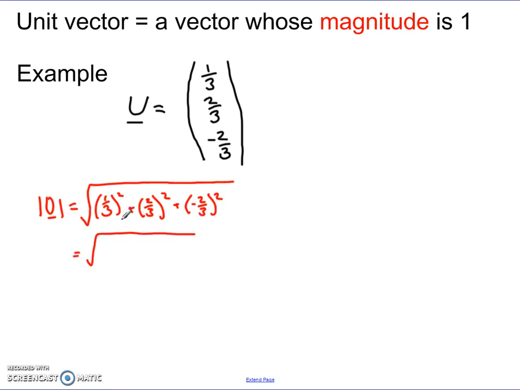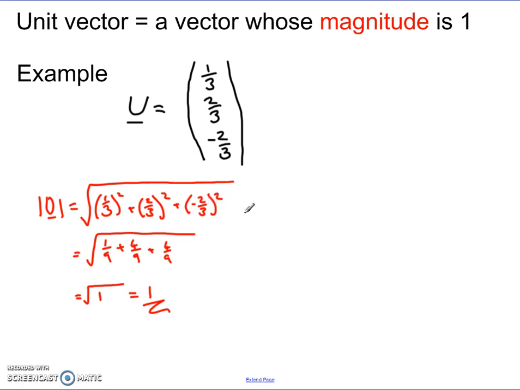So I'd then have the square root, well 1/3 squared is 1/9, plus 2/3 squared is 4/9, and then -2/3 squared is another 4/9. So 1/9 plus 4/9 plus 4/9 again gives me the square root of 1, which is just 1. So the magnitude of that vector there is 1, which means it is a unit vector.